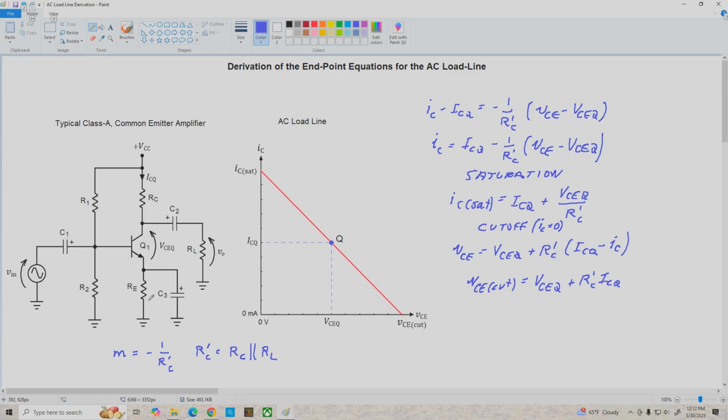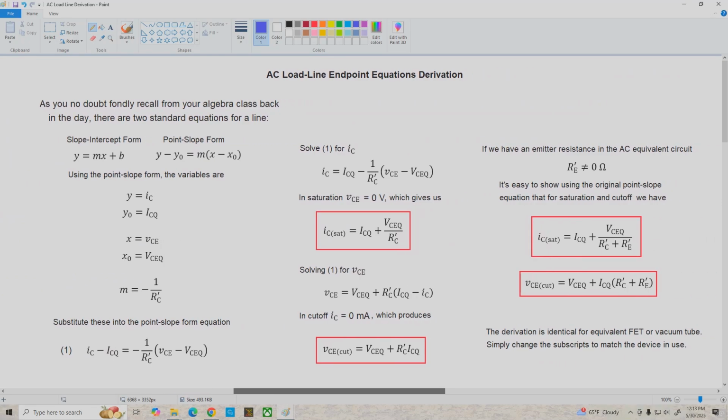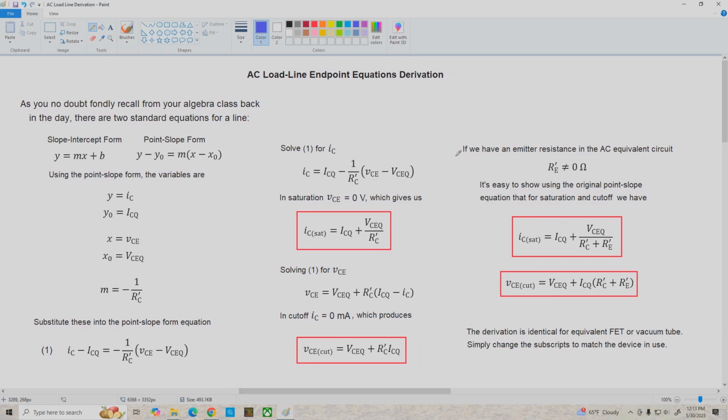Now, if we did have a non-zero resistance in the emitter, R prime E was something other than 0, all we'd have to do is add that on to this factor with R prime C. And I'll show you that on the next page, where I made a nice pretty version of all this stuff because I love you guys so much. And here it is.